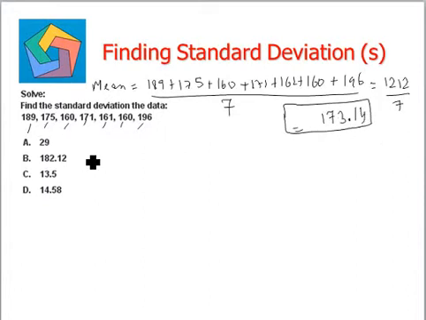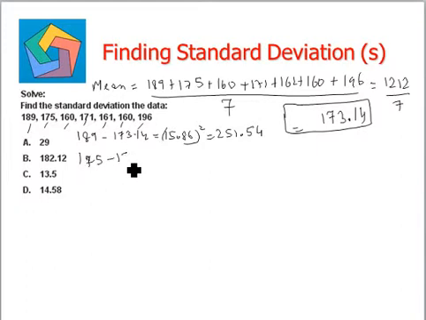Now we'll find the difference and then square it. That is a squared difference. We do it now: 189 minus 173.14 is equal to 15.86. When we square this, we get 251.54. Then 175 minus 173.14. We'll first write down the data in order to avoid any mistake.